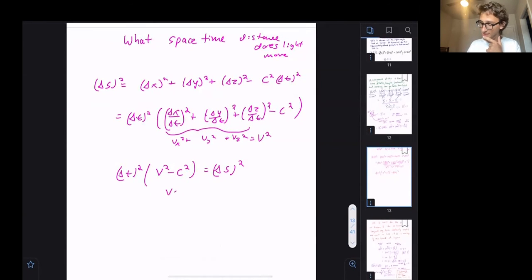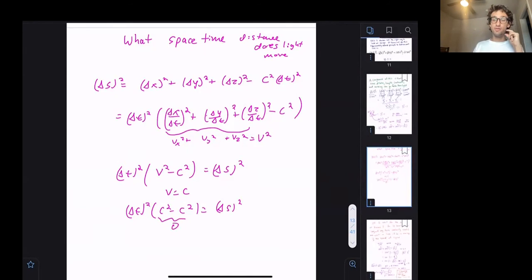So when v equals c, we find that delta t squared c squared minus c squared equals delta s squared, and this is 0. So actually light doesn't move any distance, which is pretty crazy. It's like the light in my room, I guess. What I could say is that I turn off this light, and then if I turn it back on, it's not really the light that moved, but that I moved through time and hit the light.